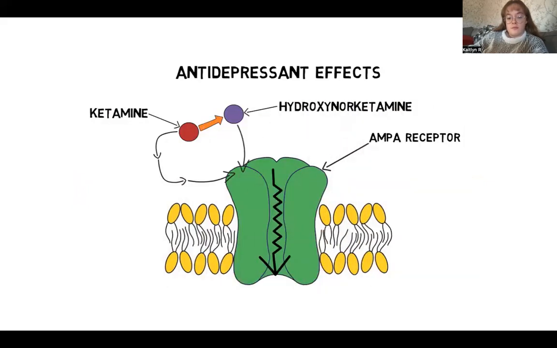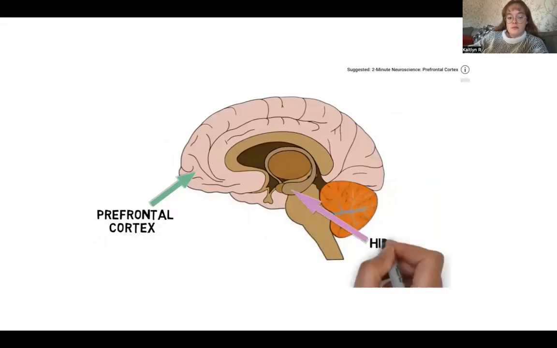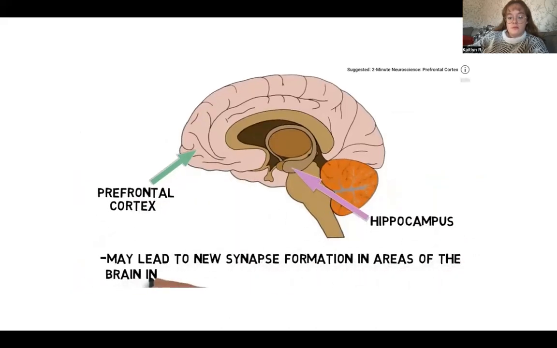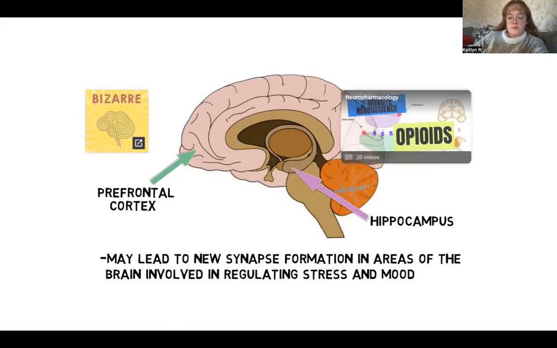Stimulation of AMPA receptors may lead to the activation of multiple signaling pathways and downstream effects such as new synapse formation in areas of the brain like the prefrontal cortex and hippocampus. These synaptic connections may bolster neural circuits involved with regulating stress and mood. Ketamine also acts on a number of other receptors, however, and there is still much more to learn about ketamine's antidepressant mechanism of action. Additionally, more evidence about the safety and effectiveness of ketamine needs to be collected for more physicians to support the use of ketamine as an antidepressant.